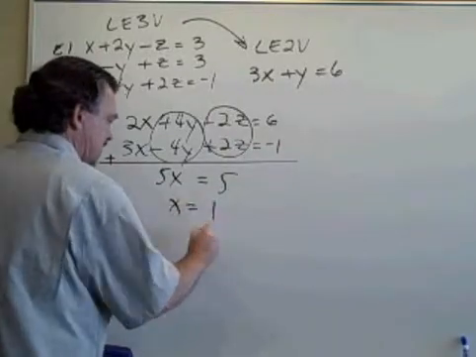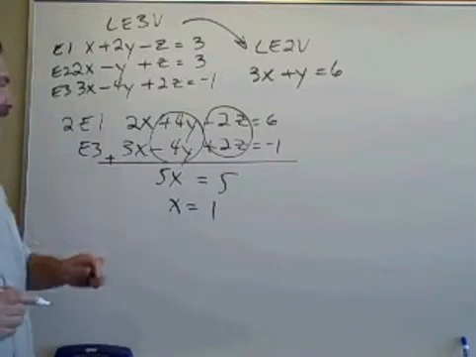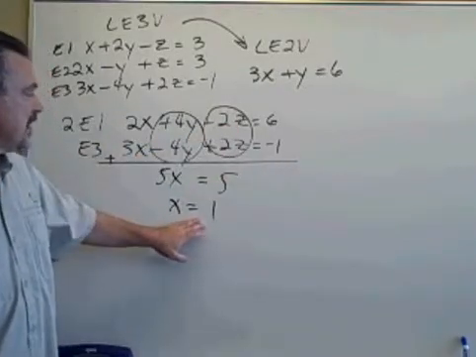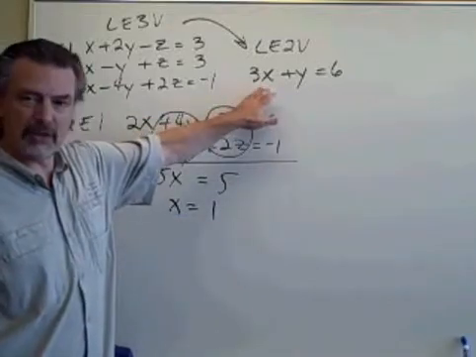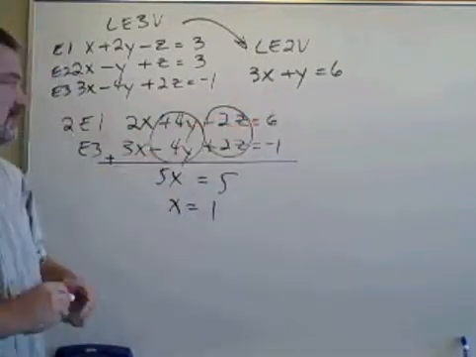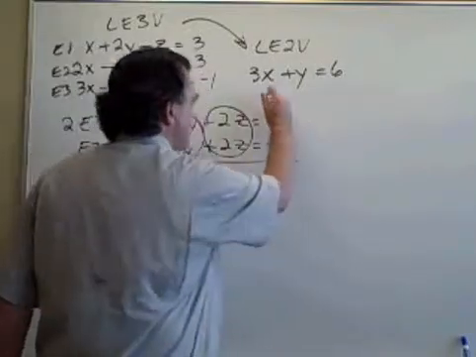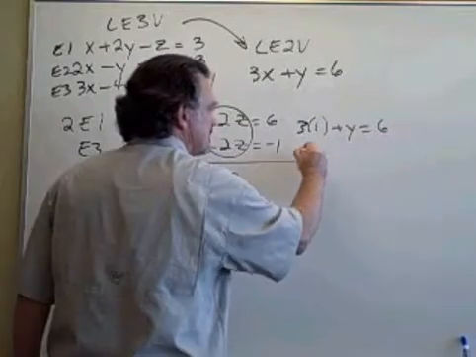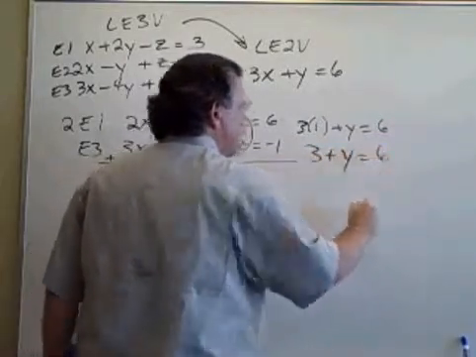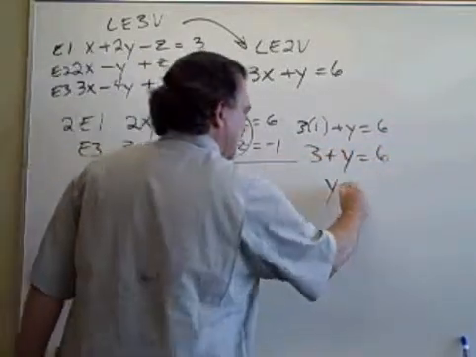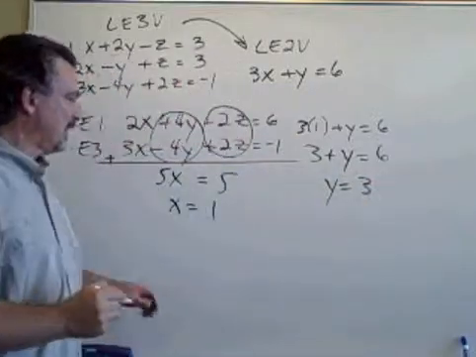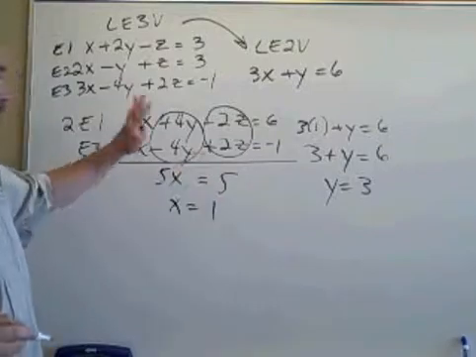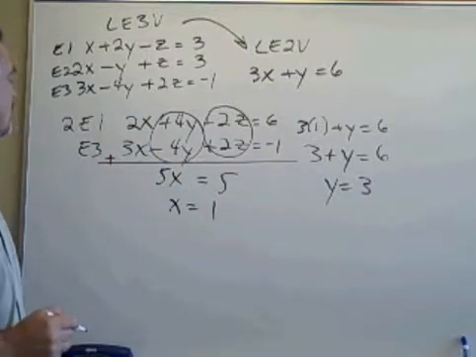So we can now say x equals 1 when we divide both sides by 5. Well, now that we know x is 1, can't we take that value of x and put it into this equation, and then we'll be able to find what the y value is? So 3 times 1 plus y equals 6. So 3 plus y equals 6. So y equals 3. And we now know the x value is 1 and the y value is 3 in our solution to this system of equations.